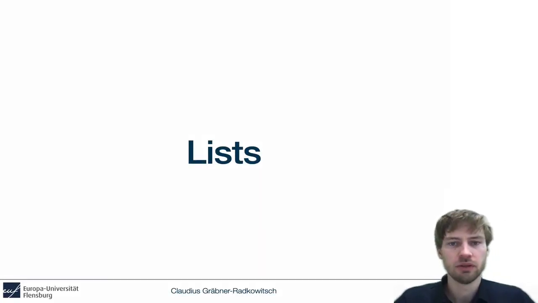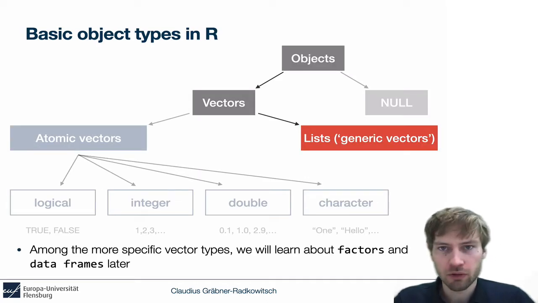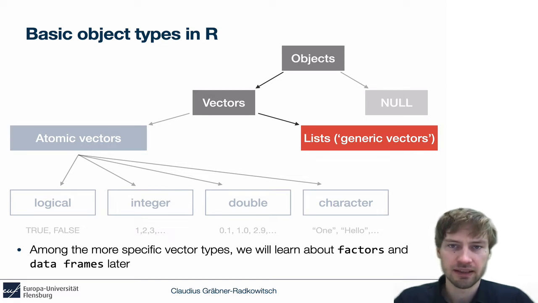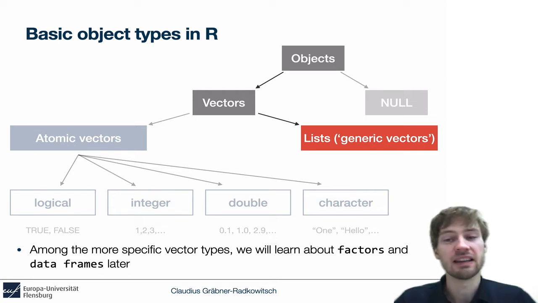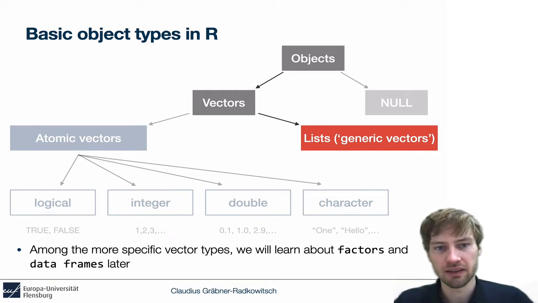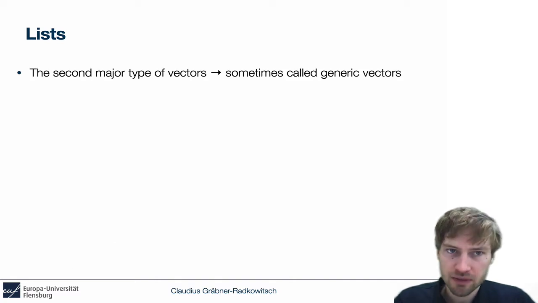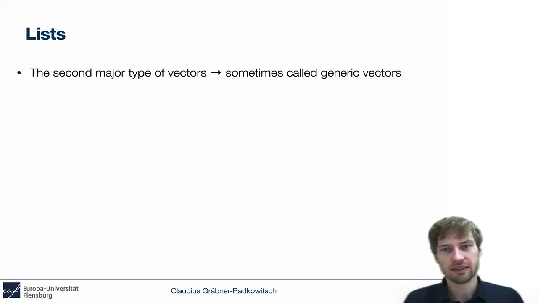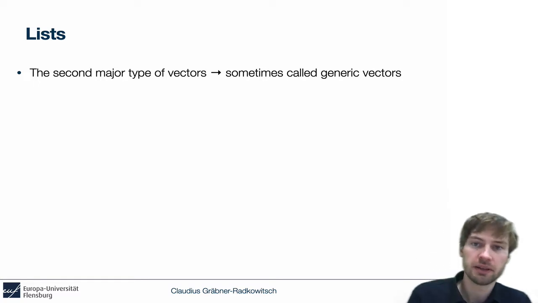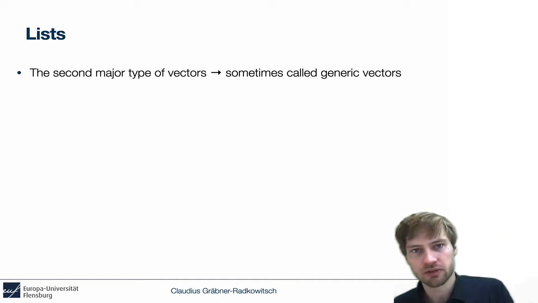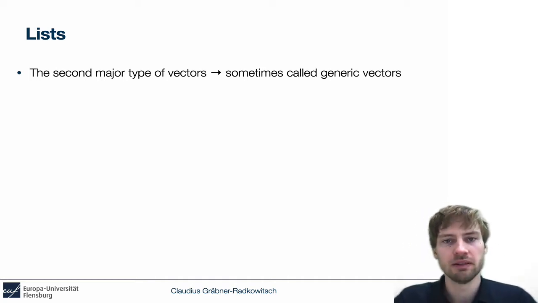Now in this last video on the topic of basic object types, we will be concerned mainly with lists. Here again is our overview from the beginning, where we see that there are two basic types of vectors: atomic vectors on the one hand and lists, also called generic vectors, on the other hand. So lists are the second major type of vectors, and in order to get a consistent naming as compared to atomic vectors, lists are sometimes called generic vectors. However, lists are the more common name used to describe these kind of data structures.